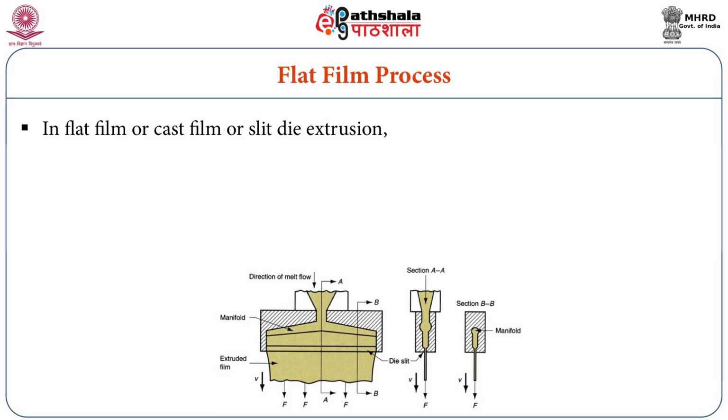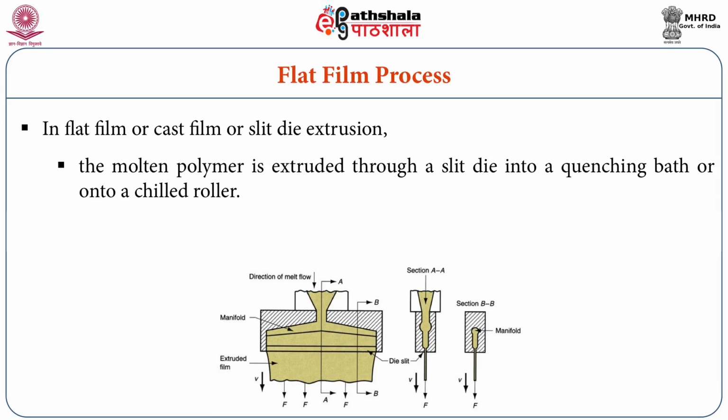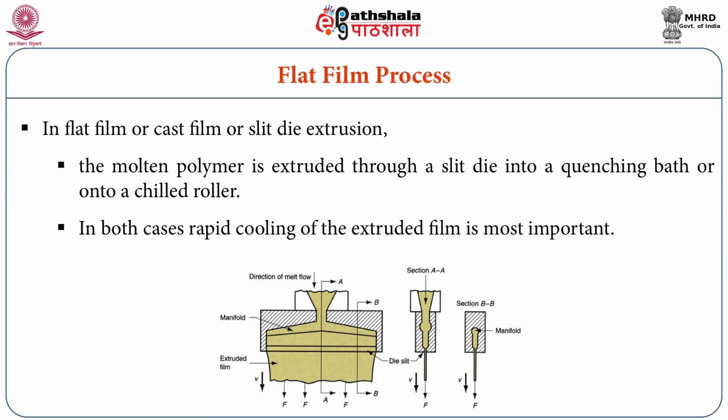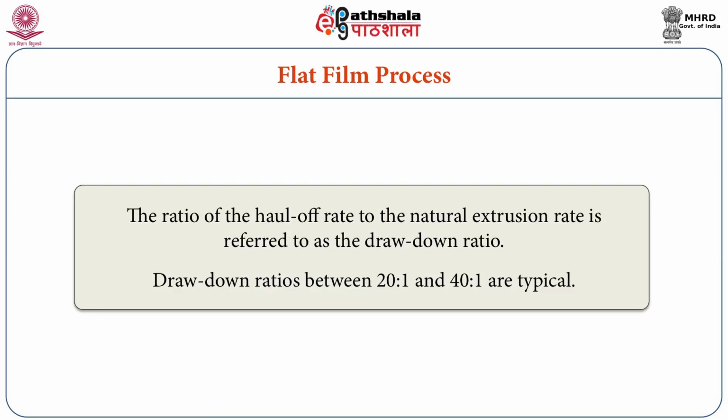It is also known as cast film or slit die extrusion. The molten polymer is extruded through a slit die into a quenching bath or onto a chilled roller. In both cases, rapid cooling of the extruded film is most important. The ratio of haul-off rate to the natural extrusion rate is referred to as the drawdown ratio.